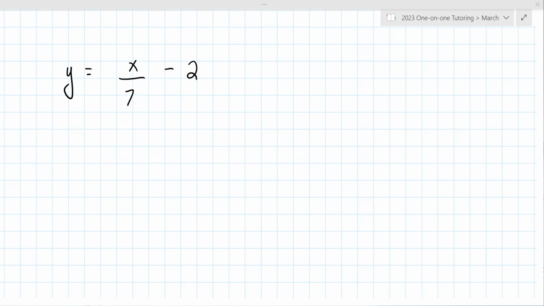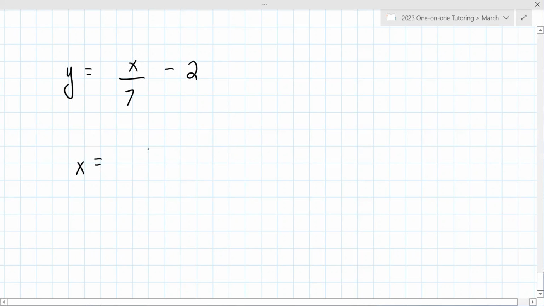x equals... negative, no, not negative, 14. Is it 14 or minus 14? Minus 14. Okay, how did you come up with that? What I did is that you have to add 2. Good. So it's 2 equals x divided by 7, and 2 times 7 is 14.